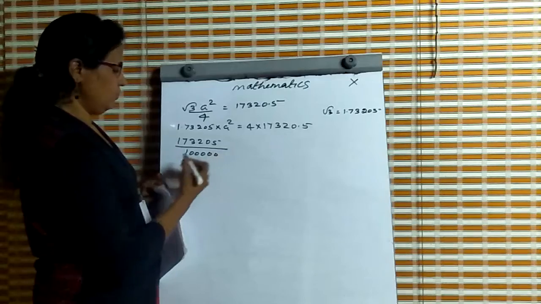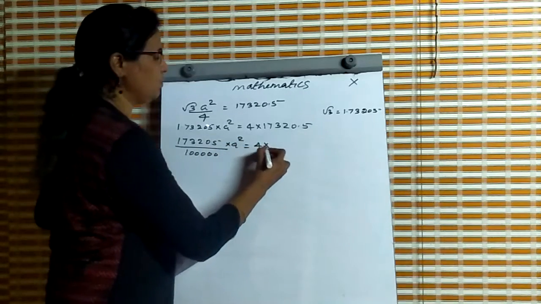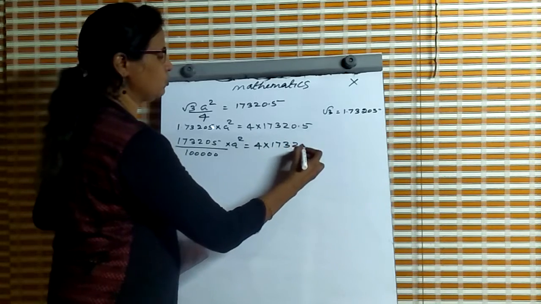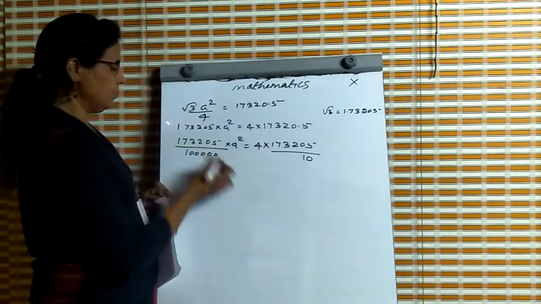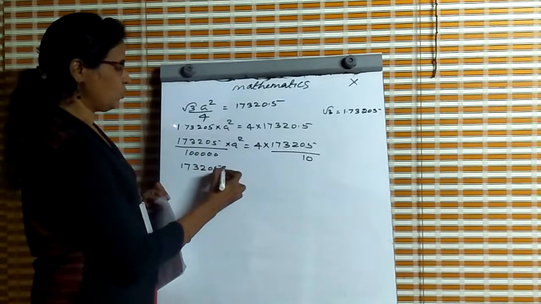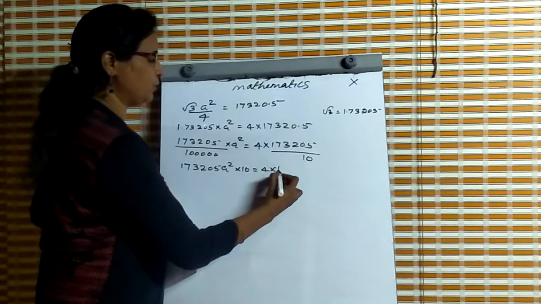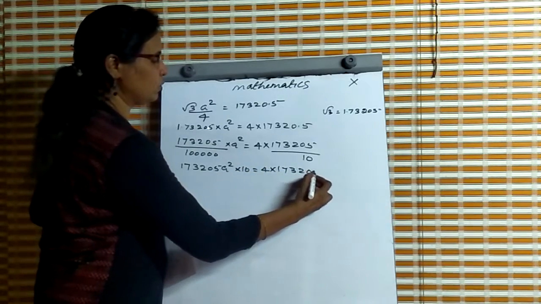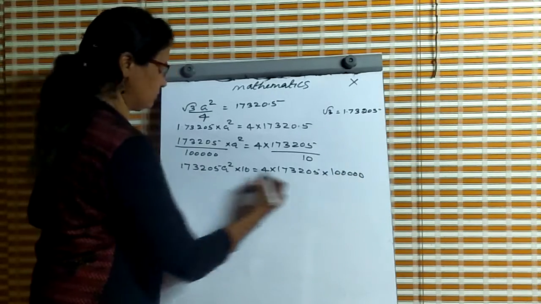So 1 and 5 zeros into a square is equal to 4 into 173.205. Here 1 decimal point, so division 10. Cross multiplication: 173.205 a square into 10 is equal to 4 into 173.205 into 1 and 5 zeros.